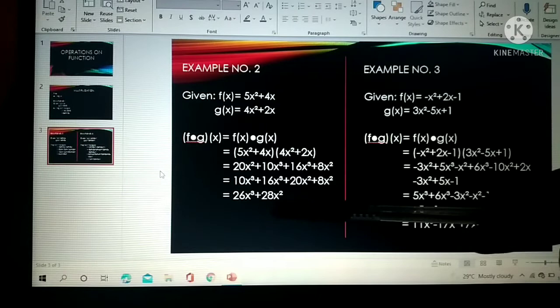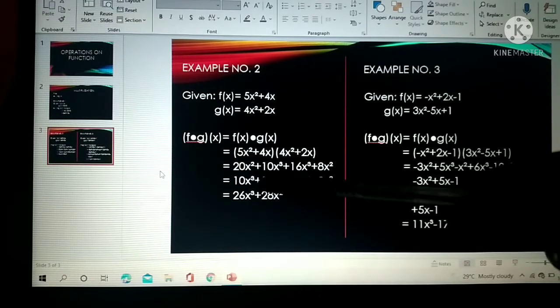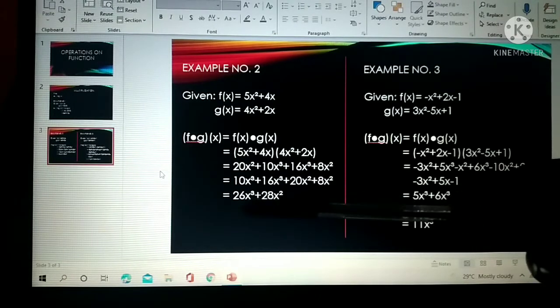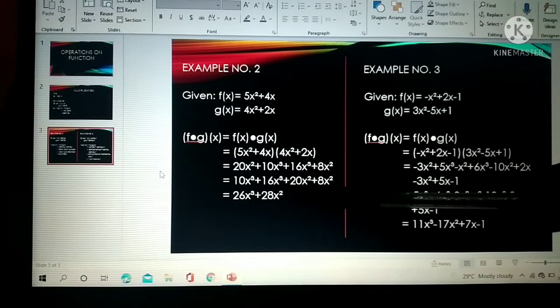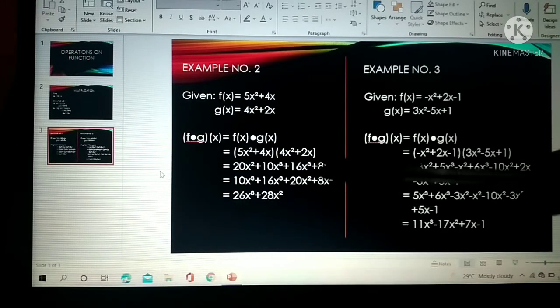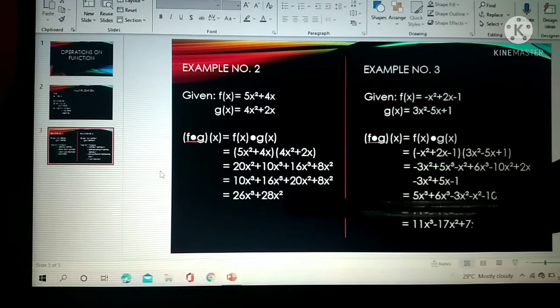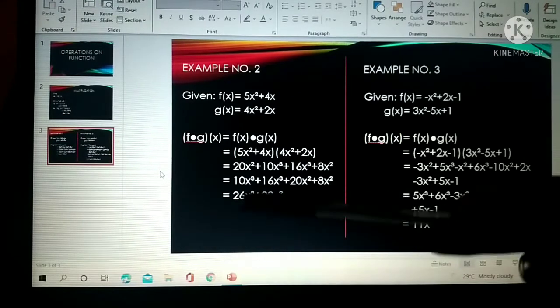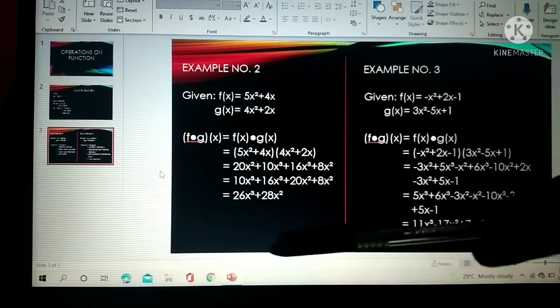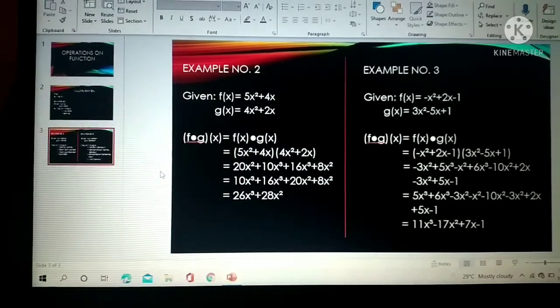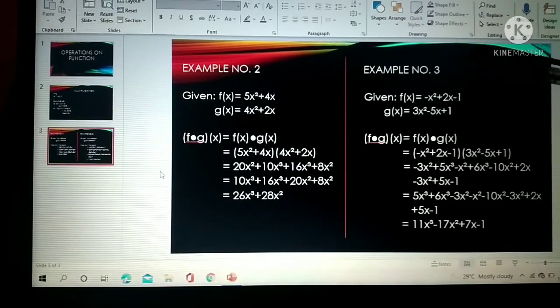Now, let us combine like terms. 10x cubed plus 16x cubed is 26x cubed. And 20x squared plus 8x squared is positive 28x squared. So the final answer is 26x cubed plus 28x squared. Let us proceed to example number 3, which is this.